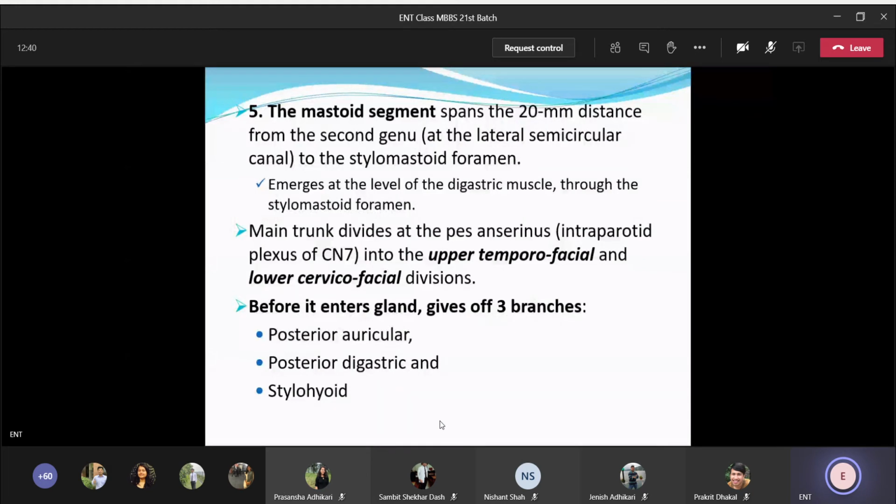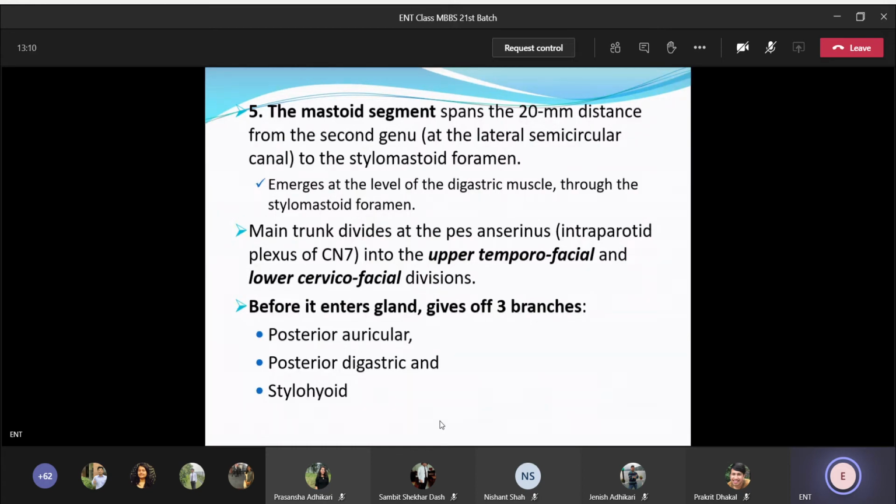Now the main trunk divides at the pes anserinus, the intraparotid plexus of the seventh nerve, into the upper temporofacial and lower cervicofacial divisions. So after coming out from the stylomastoid foramen, the facial nerve divides into two branches, upper temporofacial and lower cervicofacial branch.